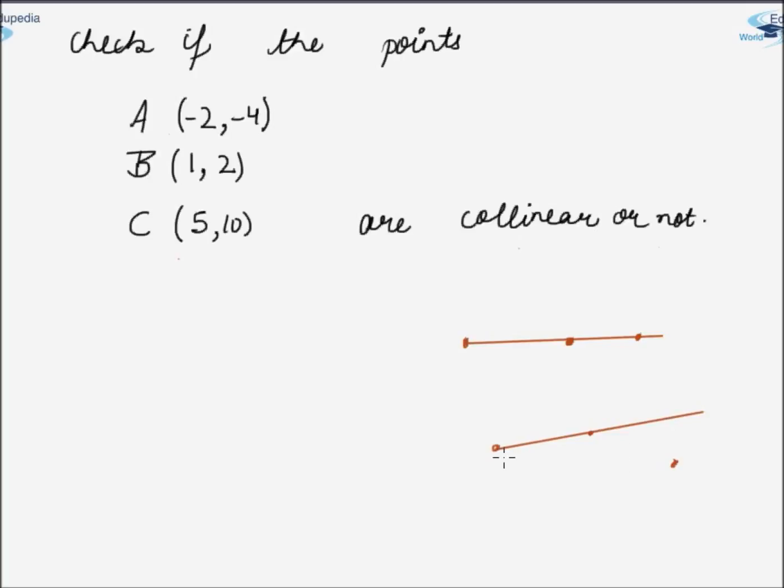that is, through all the 3 points a line cannot be drawn, then these set of points are non-collinear. Friends, for your knowledge, 2 points are always collinear because we can always draw a line through 2 points.